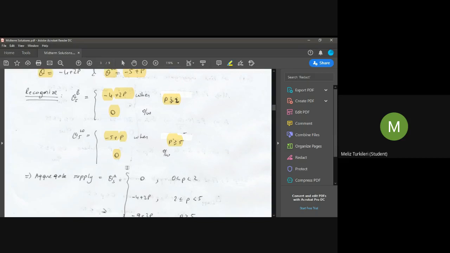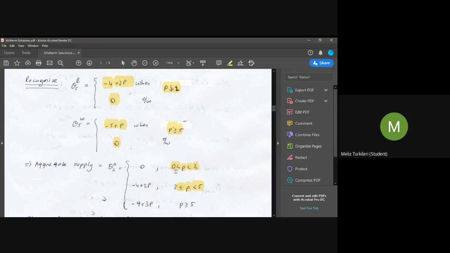Let's check the aggregate supply. Again, we have different price levels. First of all, you need to find out the important price levels. I know that 0 is important, 2 is important as a price level, and 5 is important as a price level. When the price is lower than 2, I know from this part that our supply for the black factory is 0, and supply for the white factory is again 0. So aggregate supply should be 0 when the price is lower than 2.